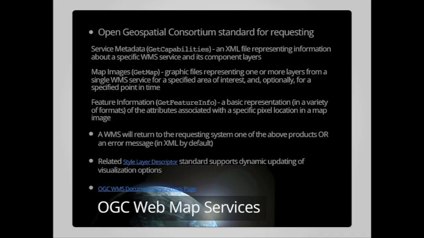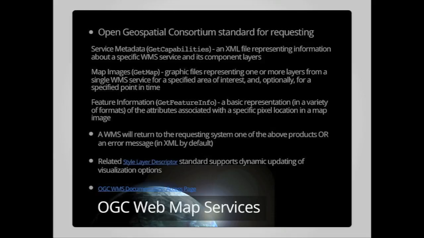There's also something that I've often referred to as sort of a poor man's query, where you can use a GetFeatureInfo request to obtain feature information from a web map service for one or more layers for that service, if those layers are identified as queryable. And those queries are based on a specific pixel location in a map image that would be generated in response to a web map service request.